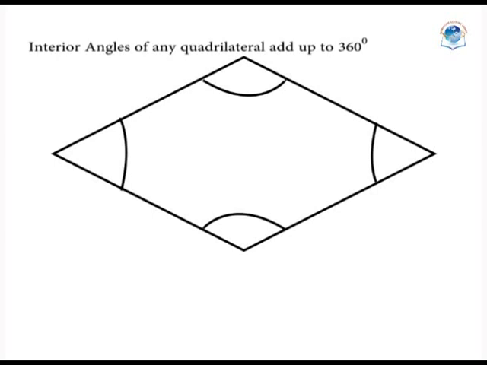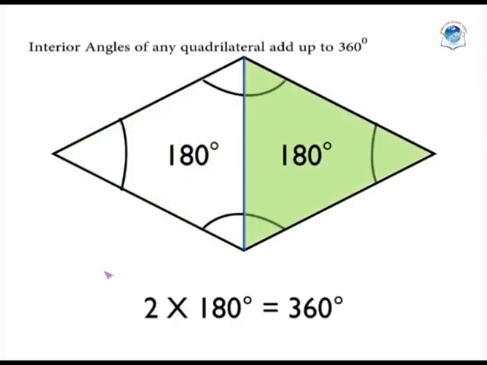This is a rhombus. What we can do is draw a line through any two vertices and split it into two triangles. Now we know that angles in a triangle add up to 180 degrees. So we have 180 in one triangle and another 180 in the other triangle. So in total we have 360 degrees.